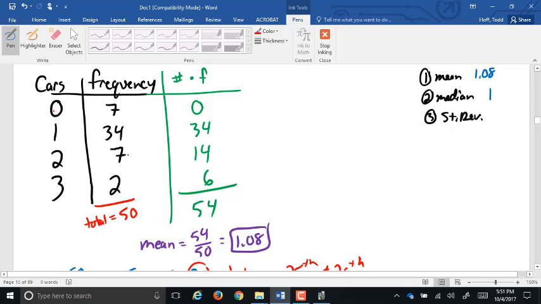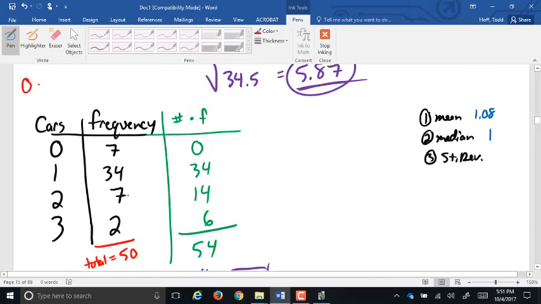The first 7 numbers are zeros. If we're listing it out, that'd be 7 zeros, right? The next 34 numbers are ones. Well, 7 plus 34, that takes us up to the 41st number, right? So that's telling us pretty clearly that the 25th and 26th numbers are definitely both ones. In fact, the 8th through the 41st numbers are ones. So the median is definitely a 1.